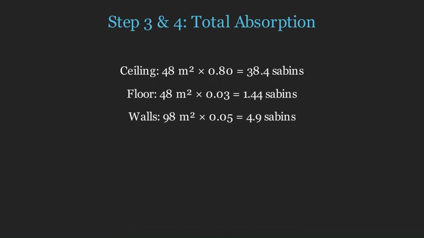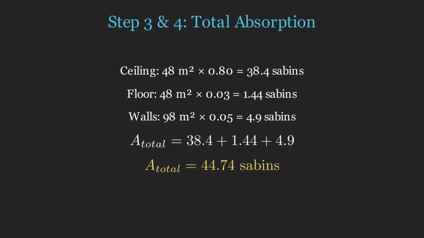In step 3, we audit the building's existing finishes to see how much absorption they actually provide. We calculate the absorption of each surface by multiplying its area by its corresponding sound absorption coefficient, or alpha. For the ceiling, we have highly absorptive acoustic tiles with a coefficient of 0.80, yielding 38.4 Sabines.